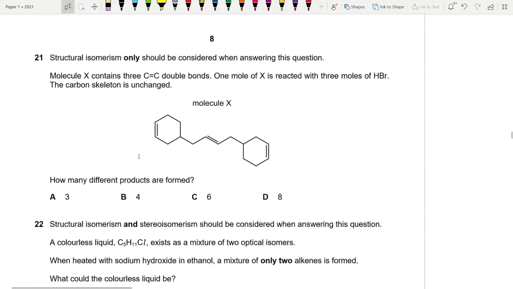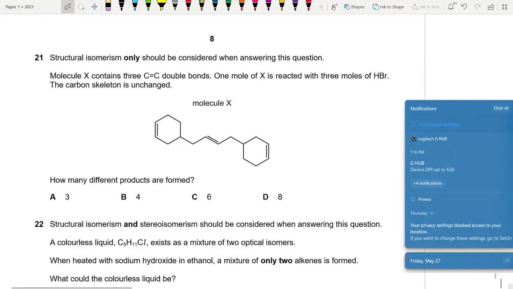21. Structural isomerism only should be considered when answering this question in 21. Molecule X contains 3 carbon-carbon double bonds. 1 mole of X is reacted with 3 moles of HBr. The carbon skeleton is unchanged. How many different products are formed? Interesting.